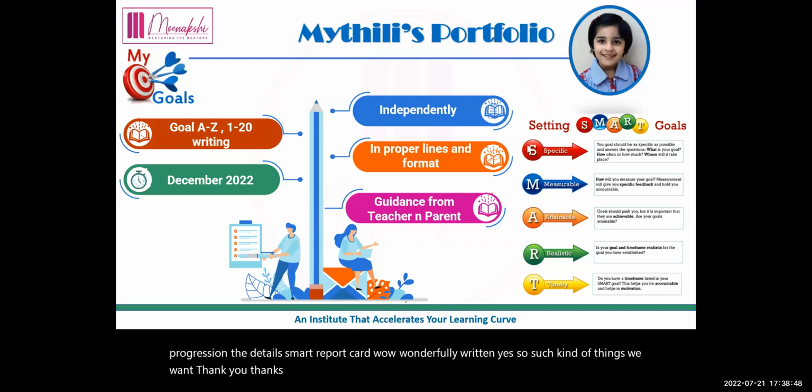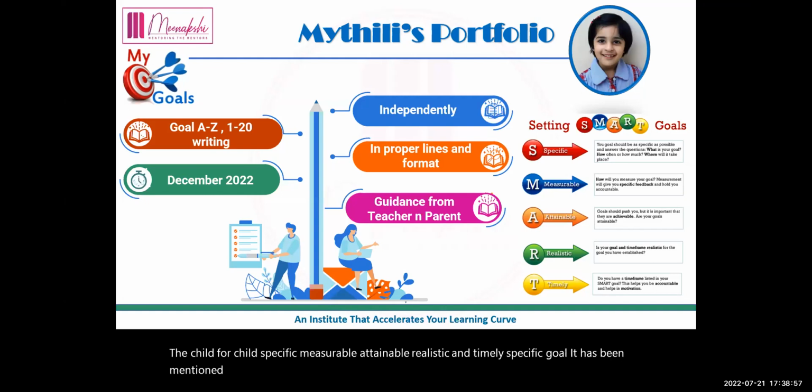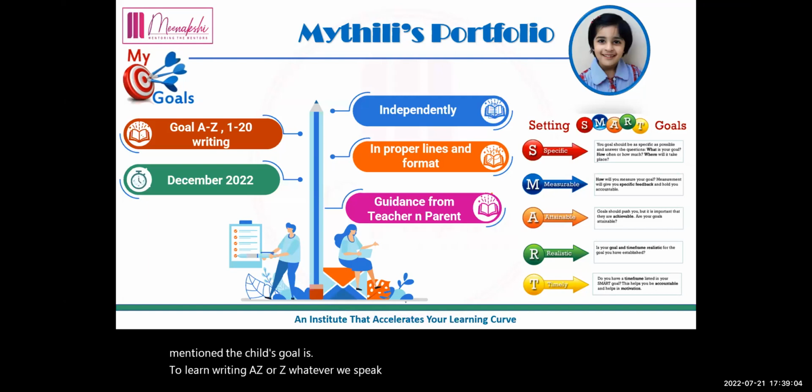So now, for the child: specific, measurable, attainable, realistic, and timely. The specific goal has been mentioned: the child's goal is to learn writing A to Z, or Z, whatever we speak, and 1 to 20, right? And a specific goal of writing independently.